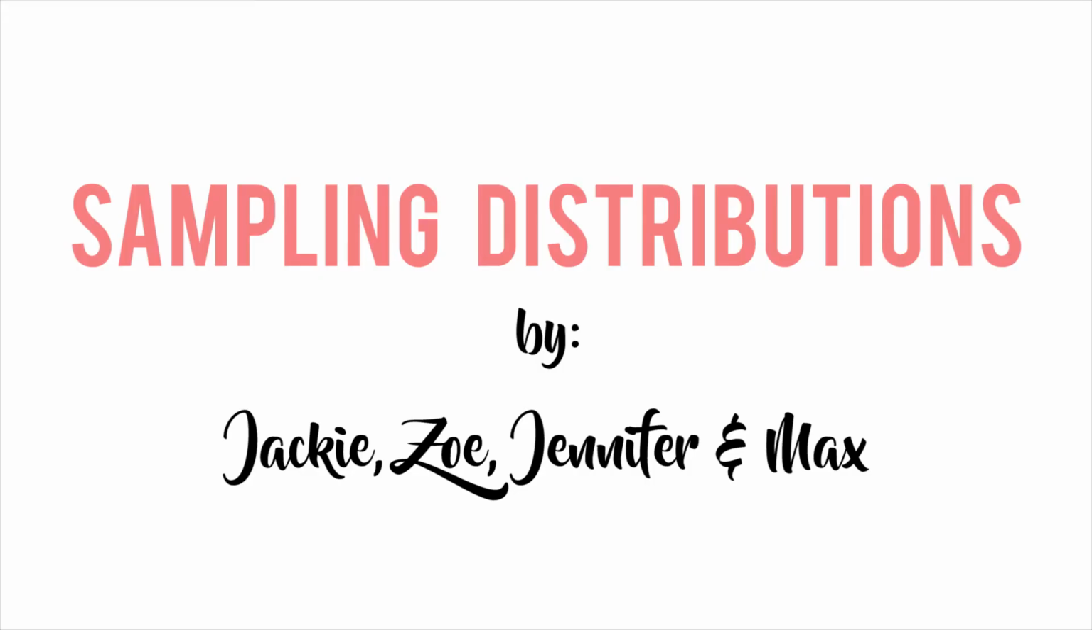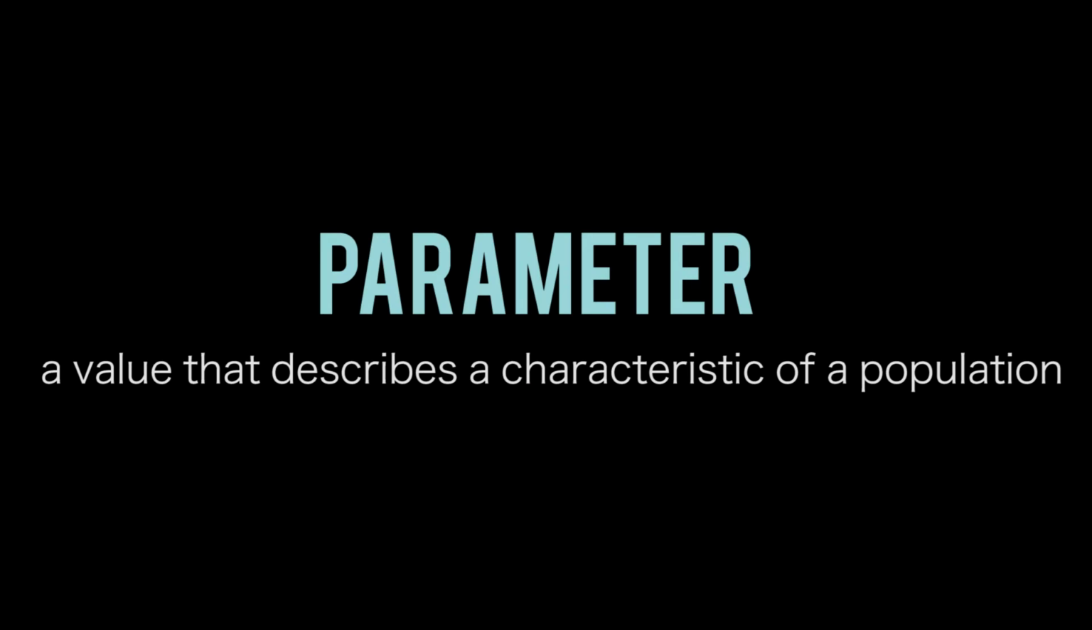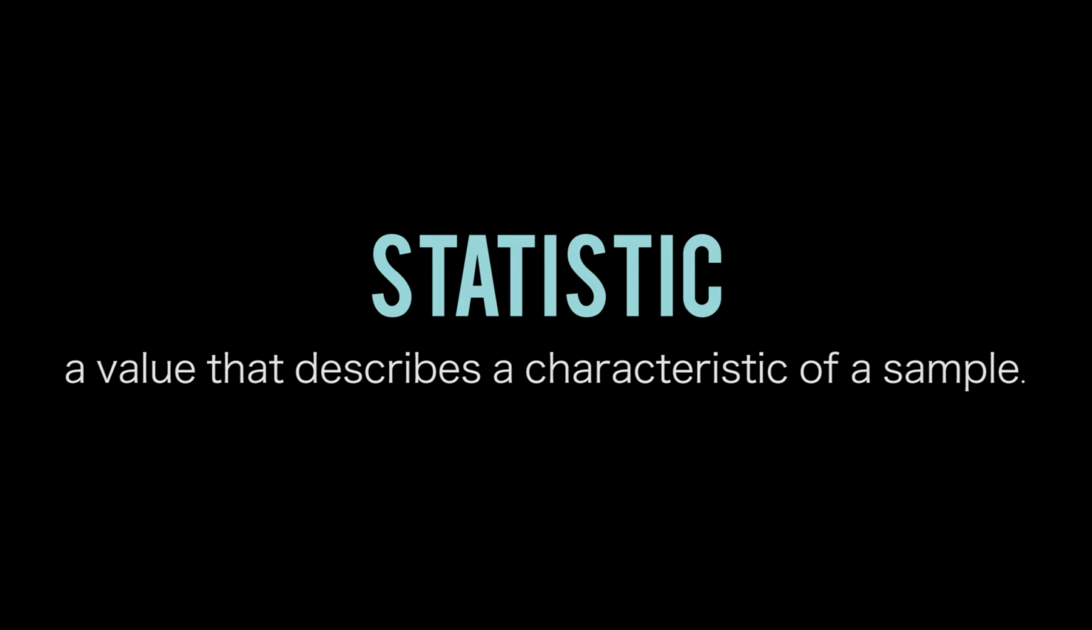Hi, today we're going to be talking about sampling distributions. The first thing to know about sampling distributions is the difference between a parameter and a statistic. A parameter is a value that describes a characteristic of a population, while a statistic is a value that describes a characteristic of a sample.